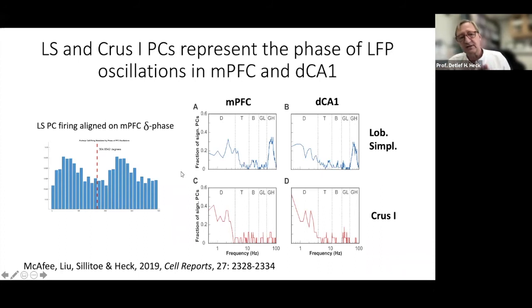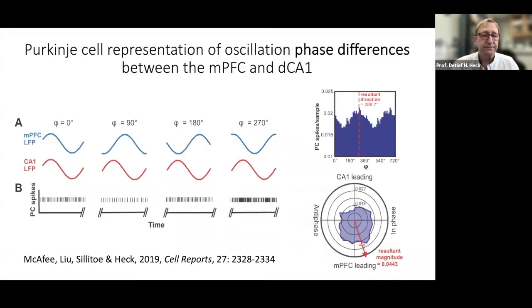But instantaneous phase is only one part of the story. Coherence is about phase difference, stable phase difference. So the next thing we did is we asked, how do Purkinje cells represent phase difference, if at all? This little schematic here shows an imaginary Purkinje cell that is interested in phase differences of oscillations between hippocampus and prefrontal cortex.